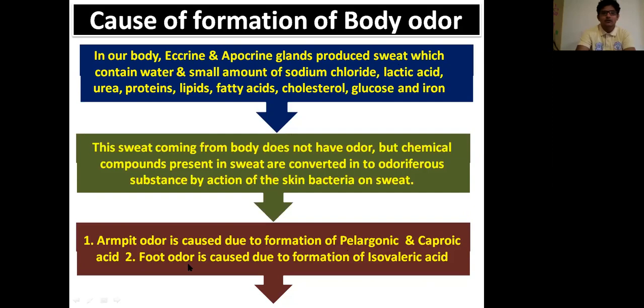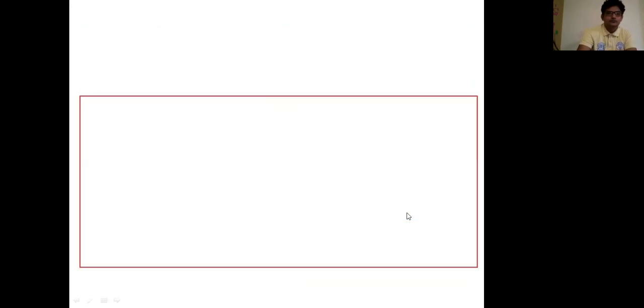Another example is that foot odor is caused due to the formation of isovaleric acid. So actually isovaleric acid is not secreted by the body, or it is not present in the sweat initially, but some of the chemical constituents present in the secreted sweat react with the skin bacteria, and then get converted into isovaleric acid and it gives some unpleasant odor. So this way a body odor is formed.